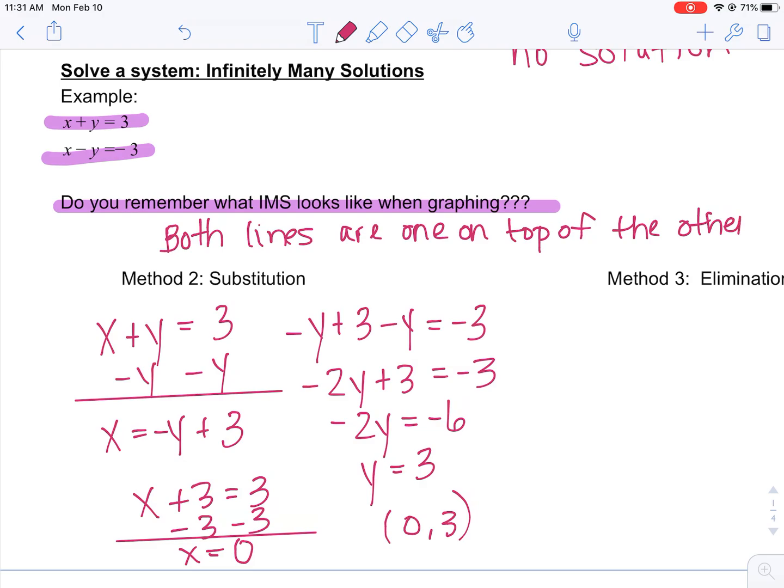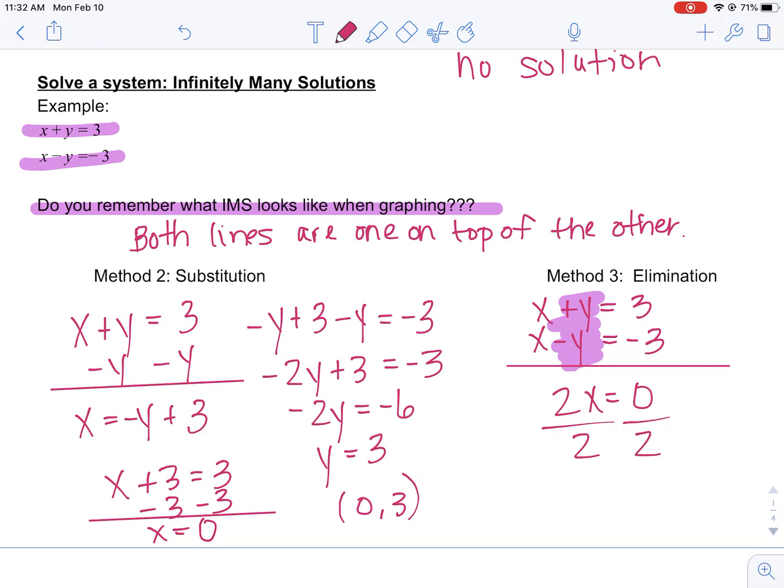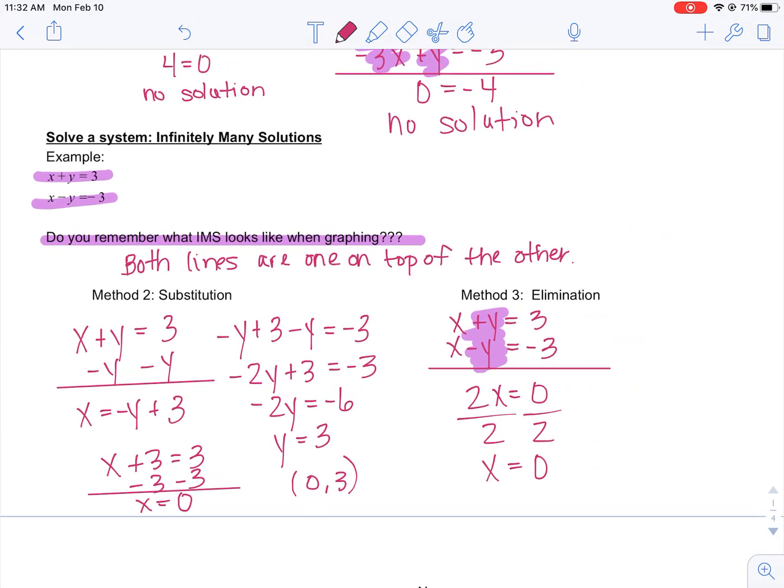Let's go to elimination. I'm going to rewrite these both right here. Remember, we have to have opposite coefficients. We have that with the y, so this y is going to eliminate itself. When I do that, I get 2x equals 0, and dividing by 2, x is equal to 0. Then I'm going to put that back in, and I get 0 plus y equals 3, and y equals 3. So funny enough, this example does not equal IMS.